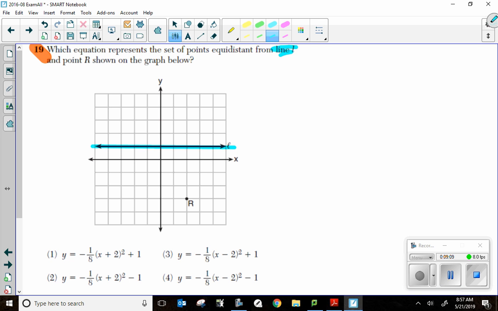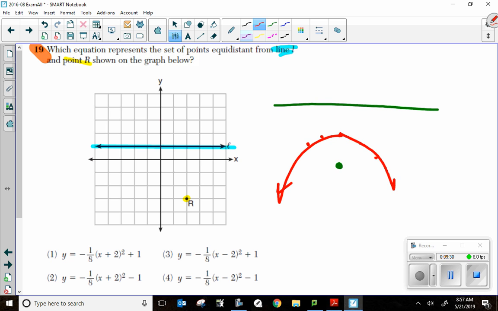And point R, which is right here. Now, in case you didn't know, if you have a set of points that are the same distance from a line and a point, that's a parabola. See, that's exactly in between. It would start to wrap around, and that's a parabola. So really what they give you, your line and point, is your directrix and your focus. I should spell focus correctly. If you know that, you are going to just knock this problem out of the park. That's a home run.